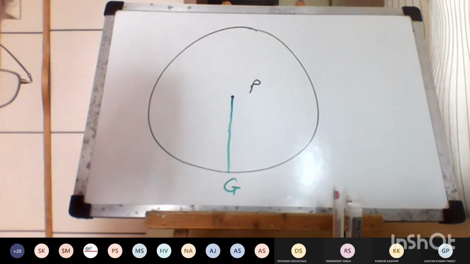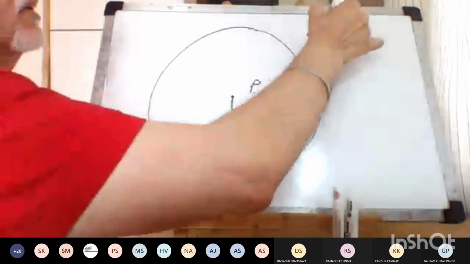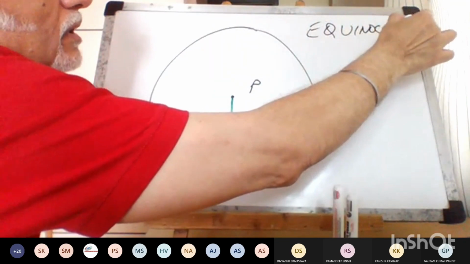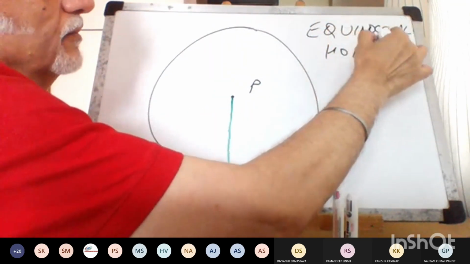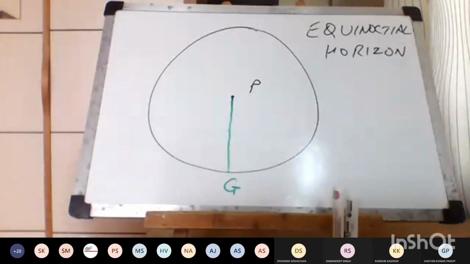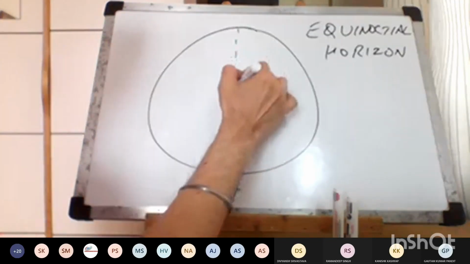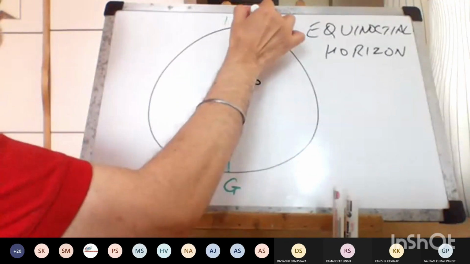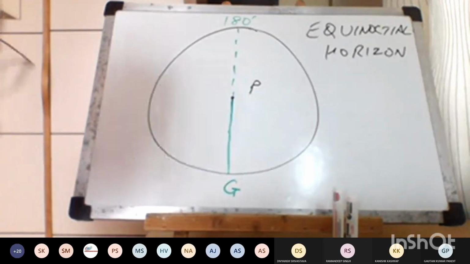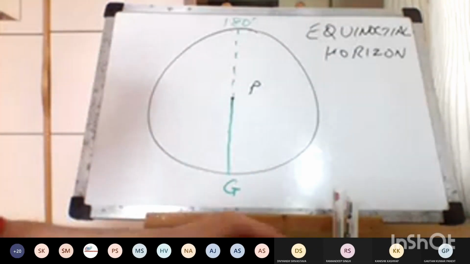On this diagram, the equinoctial diagram, all great circles are straight lines. This is the equinoctial diagram, or equinoctial horizon. What is the line opposite to this? 180 degrees, because this is 0 degrees. Yes or no? Yes, sir.